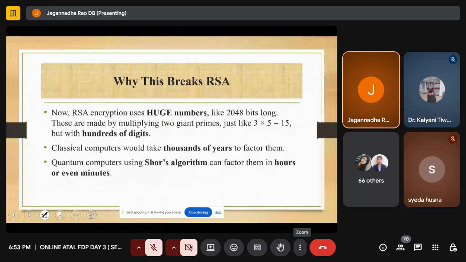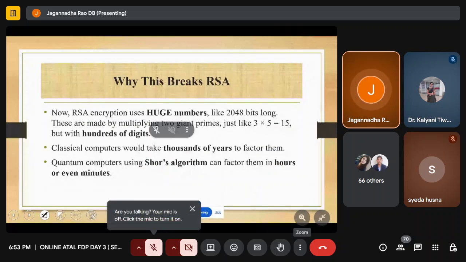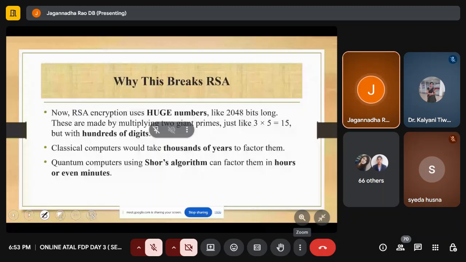Because the RSA algorithm uses prime numbers more than 1024 bits long. RSA encrypts huge numbers like 2048 bits long, made by multiplying two prime numbers, just like any two prime numbers, 3 into 5 like this, but with hundreds of digits. Here, for example, I am taking simple single digits. Classical computers would take thousands of years to factor them.